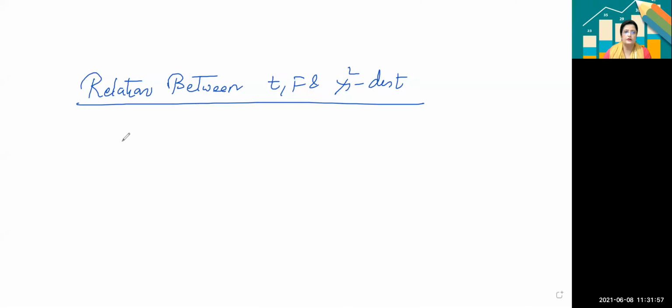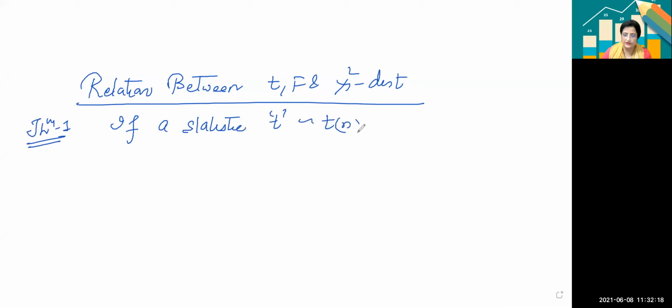So the next topic in the continuation is the relation between the T and chi-square distribution. Here is theorem 1. If a statistic T follows T distribution with n degrees of freedom, then prove that T square follows F distribution with 1 and n degrees.